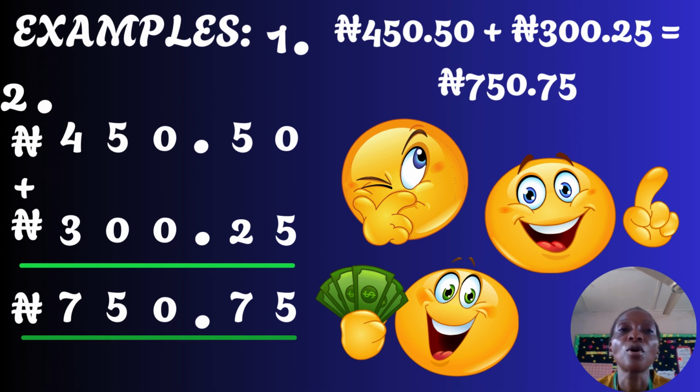Here is an example of an addition that involves money. 450 naira 50 kobo plus 300 naira 25 kobo. Write it the same way you write your numbers for addition. Now 0 plus 5 will give us 5. 5 plus 2 will give us 7. 0 plus 0 will give us 0. 5 plus 0 will give us 5. And 4 plus 3 will give us 7. So our answer is 750 naira 75.